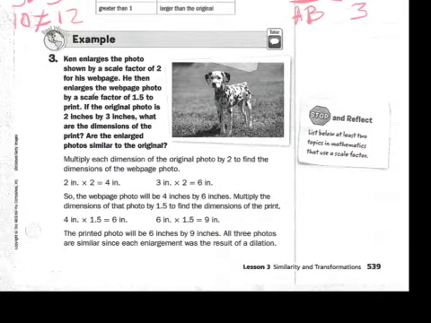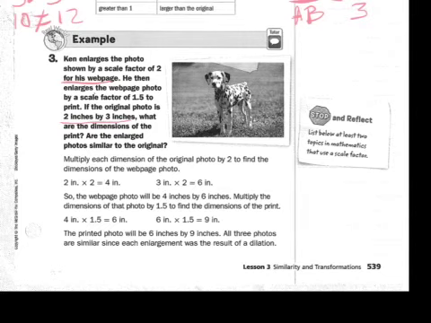Okay, on this last example here, we've got Ken that's got a photo of a Dalmatian, and he's going to enlarge that photo by a scale factor of 2 to put that picture on his web page. Then he takes the web page photo and enlarges it by a scale factor of 1.5 to print it. If the original photo is 2 inches by 3 inches, what are the dimensions of the print?